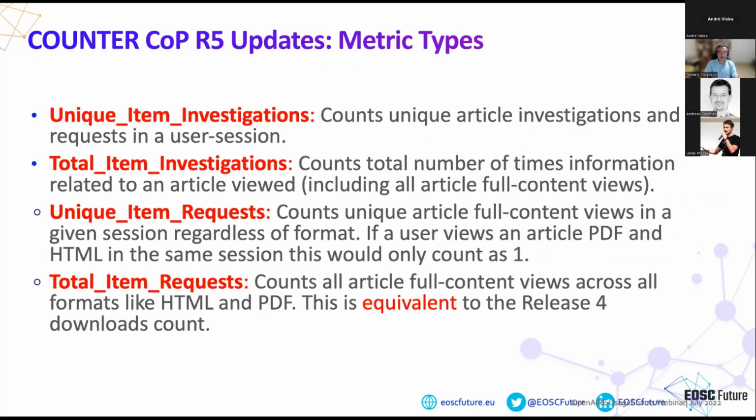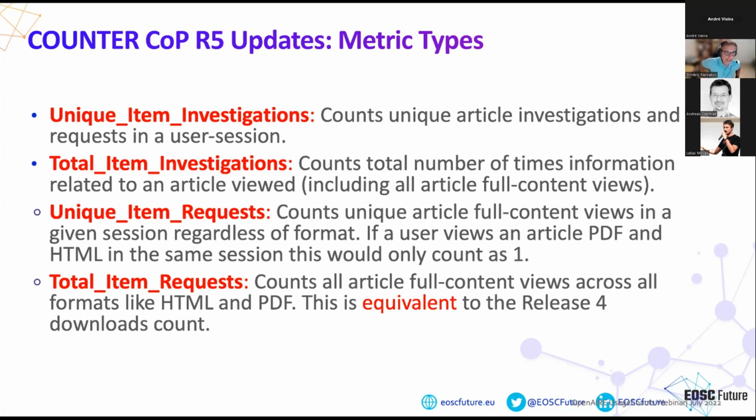The new metrics also use the suffix unique and total to further categorize the metric types, and we have 4 different types. We have the unique item investigations, which counts unique item investigations and requests inside the user session. We have the total item investigations, which counts the total number of times information related to an item has been viewed, including all article full content views.